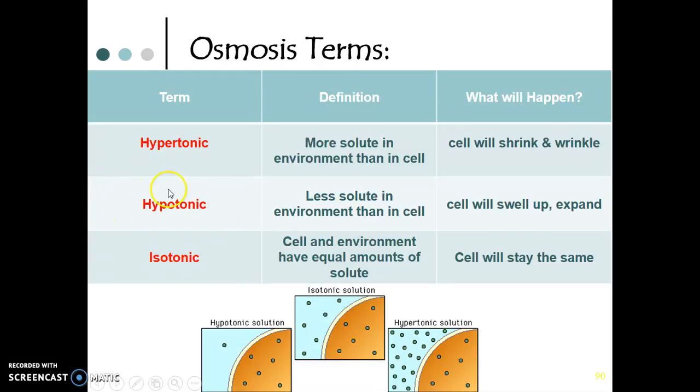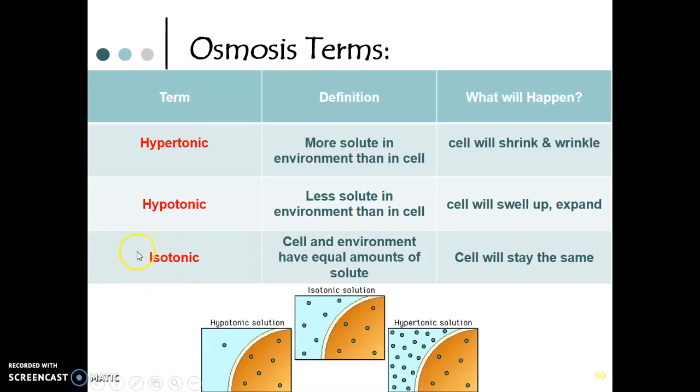Hypo means less than. So in a hypotonic solution, there is less solute in the environment than in the cell. Less in the environment than in the cell. So the opposite is going to happen. Water is going to rush into the cell. The cell is going to swell up and get big and fat. And if it's an animal cell, because animal cells are soft and squishy, it might lyse, meaning it might burst open and die.